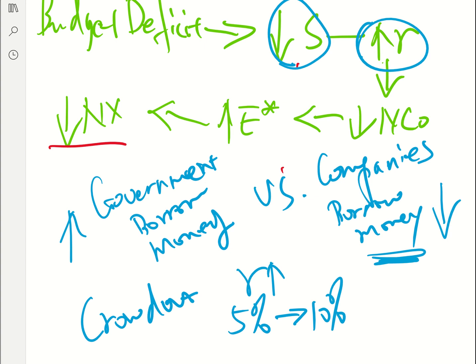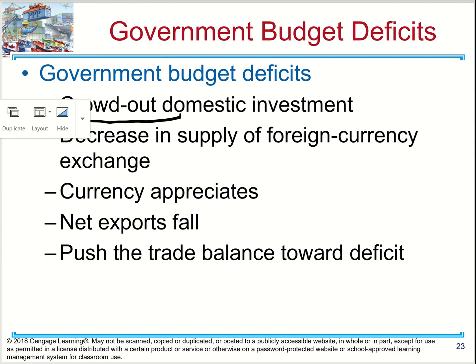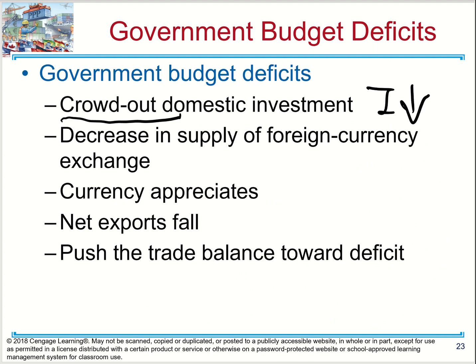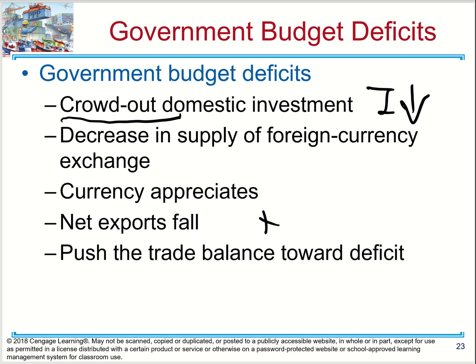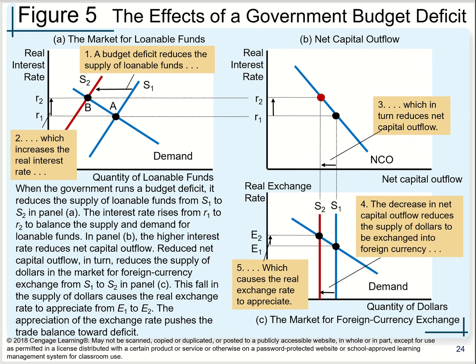Okay, so again, the government borrows too much money, interest rate goes higher, companies borrow less money, and that's called a crowding out effect. So that's bad for investment. So investment goes down, and also all these changes relate to a decrease in net export. So net export also goes down, which means that you might have a lower real GDP. Okay. So we just talked about this.